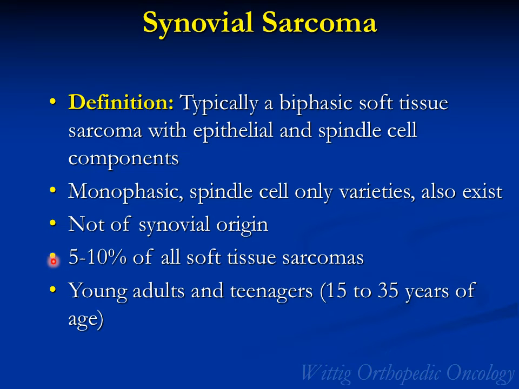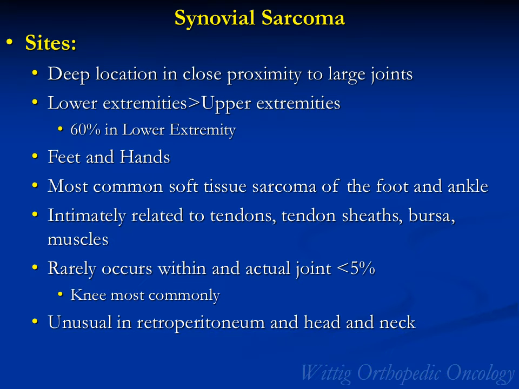It constitutes 5 to 10% of all soft tissue sarcomas. Primarily affects young adults and teenagers ages 15 to 35 years of age. It usually occurs in a deep location in close proximity to large joints, but not usually within the joints. The lower extremities are slightly more commonly affected than the upper extremity. The feet and hands may be affected.